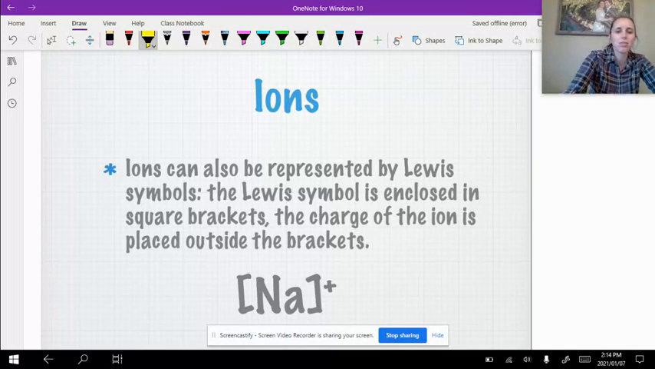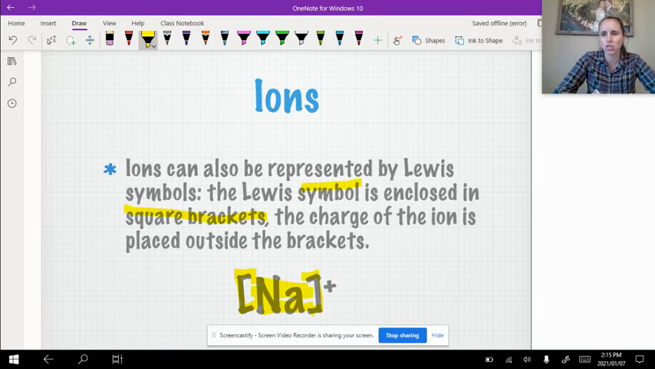So a Lewis diagram is going to take the symbol. So for example, if we're talking about sodium, the symbol for sodium is Na. It's going to enclose them in square brackets. So square brackets are like the international symbol for ion. We're also going to use it to represent concentration later. We'll get there later. But if I see square brackets around an element symbol, then I know I'm talking about an ion.